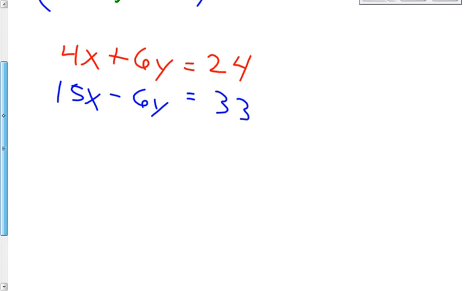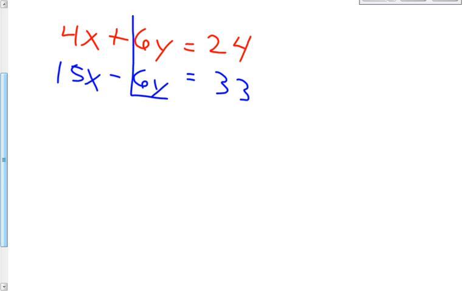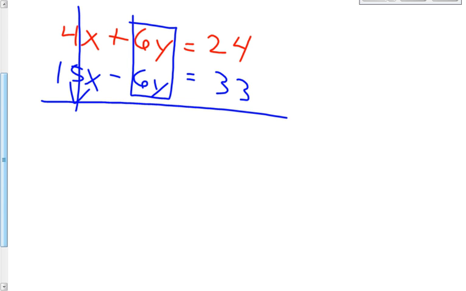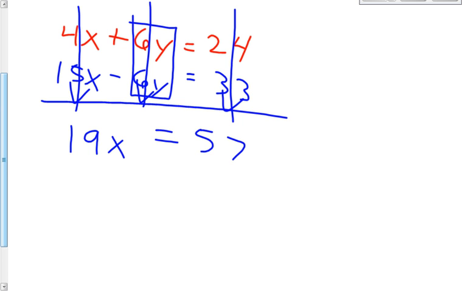Continuing to solve now. Once I have these two pairs, one's a positive 6 and one's a negative 6, I know that I'm ready to eliminate a variable just by adding. So I'm going to add up all of these columns. Add up this one, add up this one, and add up this one. So we have 4 plus 15, that would be 19x. A positive 6y minus 6y equals 0y, and that was our intention. So our goal has been met. Now we have to add up the right side. 24 plus 33 is 57.